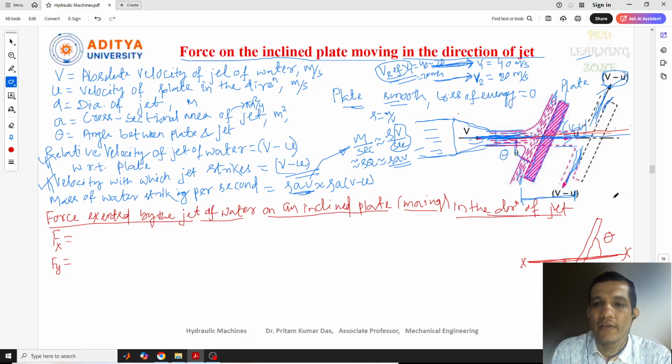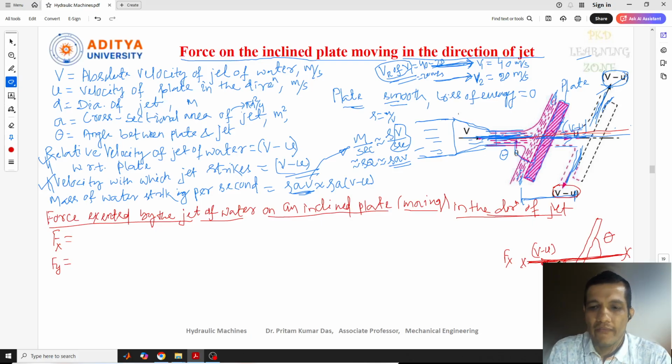Correct. Now here, we can see the plate is in inclined condition and is in moving situation also. So for the moving situation, we have identified that the relative velocity can be considered here. So the velocity of this fluid at this point, we can consider this is nothing but v minus u. Okay, at this velocity it is striking here. But what is our intention? We need to find out the force in this direction.